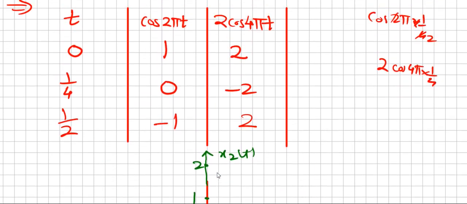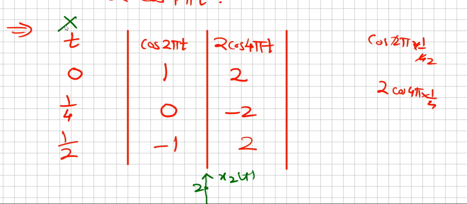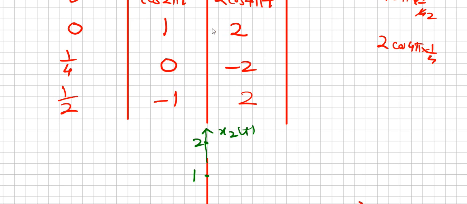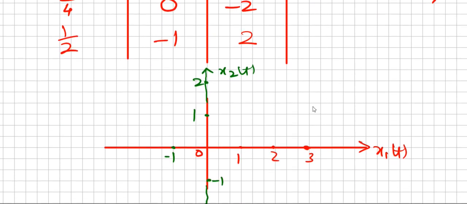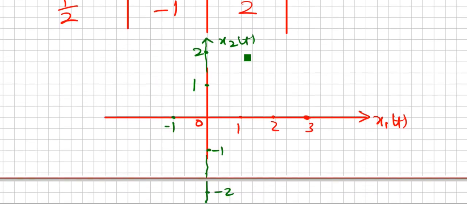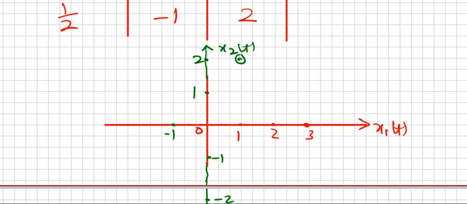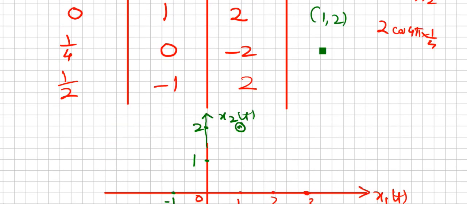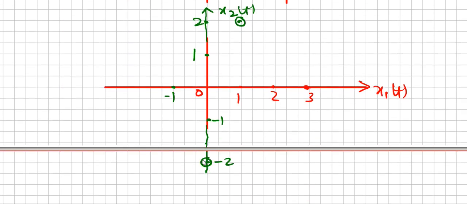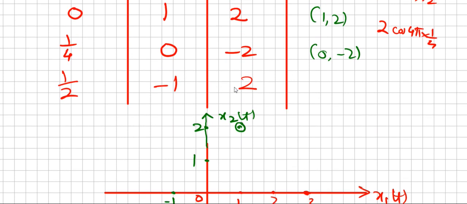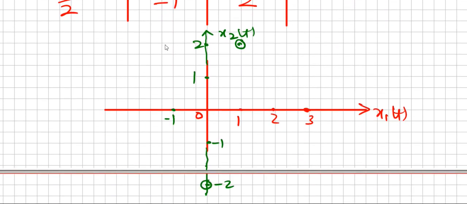Now listen carefully. Forget about this first column. Just think about the second column and third column. So third, this thing. What are the coordinates? 1, 2. Now 1, 2 is here. So this is the first point. Then second coordinate 0, minus 2. 0, minus 2 means this coordinate. And third coordinate is minus 1, 2. Minus 1, 2 means this coordinate. So now I got some points.